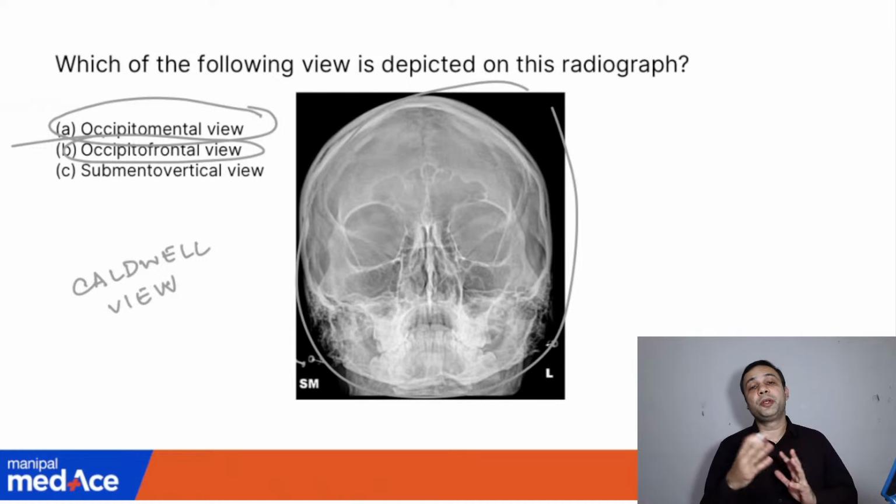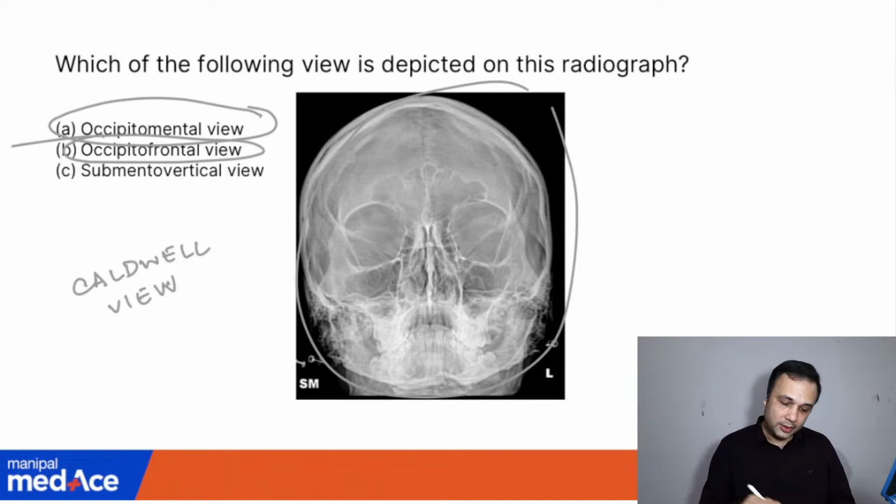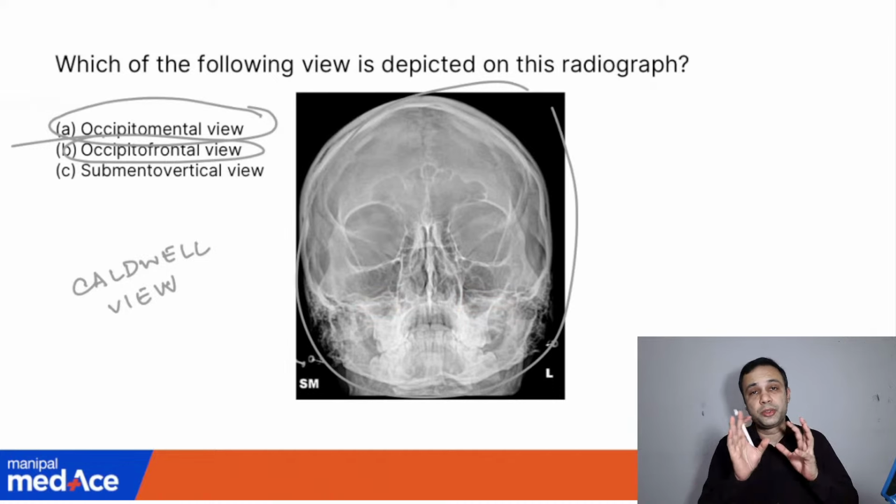Why is the occipitofrontal view not good for the maxillary sinus? It is seen right here. You can see the petrous temporal bone lying in the floor of the frontal sinus, lying in the floor of the maxillary sinus. So it is not visualized well. If there is a minor pathology in the maxillary sinus, you will not be able to visualize it as far as the occipitofrontal view is concerned. Hence, that is the answer.